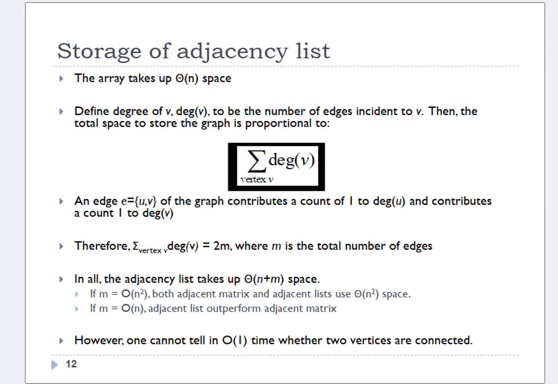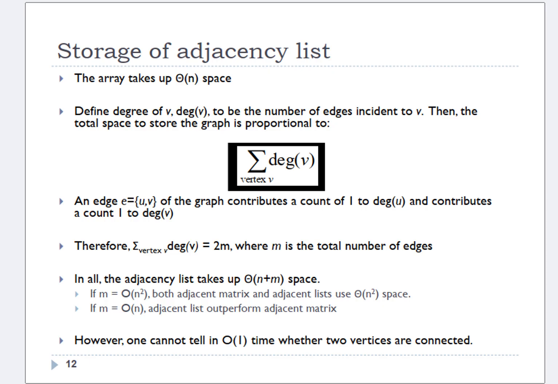The array takes up n space. Define the degree of v, deg(v), to be the number of edges incident to v. Then the total space to store the graph is proportional to the sum of deg(v). Each vertex v and edge e equals uv of the graph contributes a count of 1 to deg(u) and a count of 1 to deg(v). Therefore, the sum over all vertices of deg(v) equals 2m, where m is the total number of edges. In all, the adjacency list takes up n plus m space.